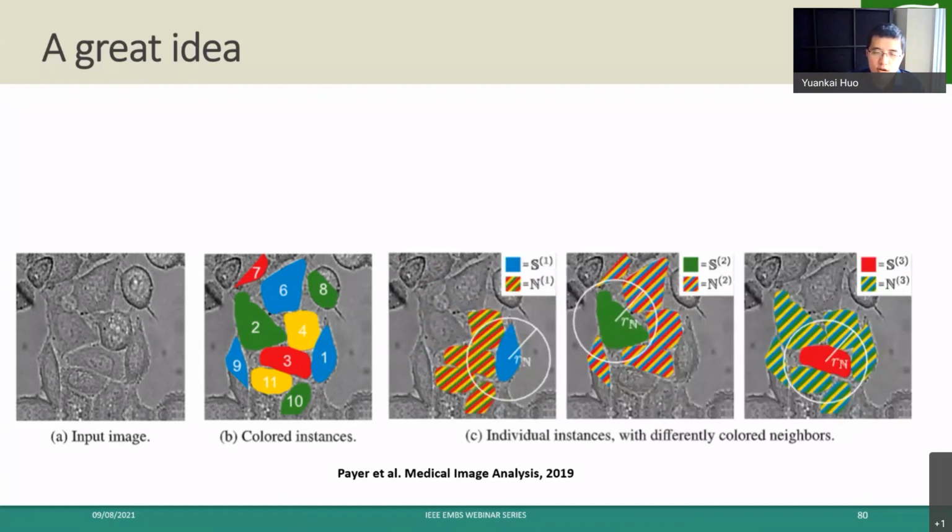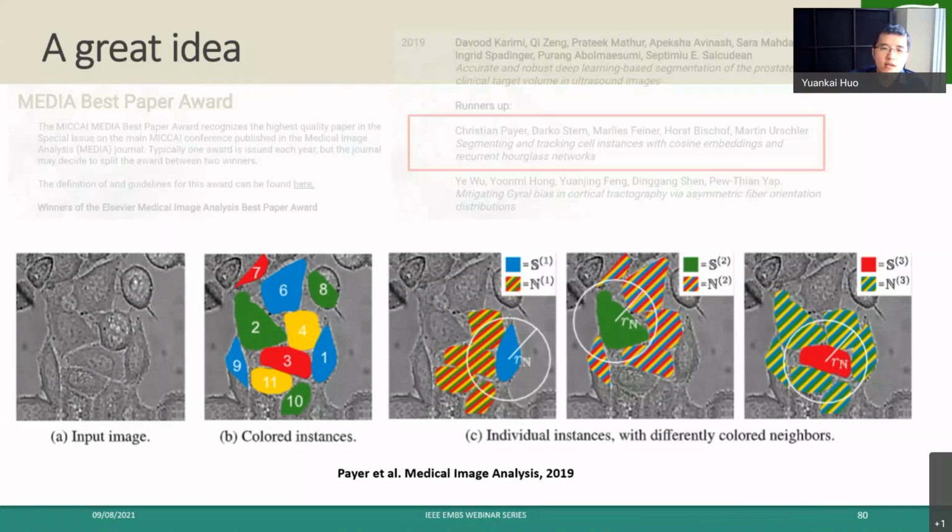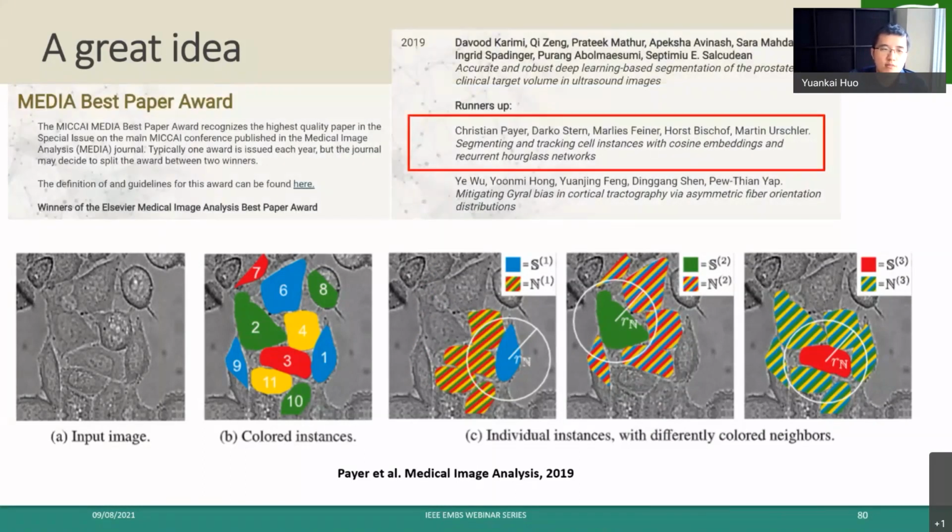So for example, in the middle, if we see a blue cell, we only need a representation different from the cells nearby that blue cell. We don't necessarily need to care about other cells. And we don't even need different representations between cell number 4, number 3, number 11, and number 10. So this is a transformative idea for instance segmentation and tracking in biology. And that's the reason this paper was a MICCAI 2019 Best Paper Award candidate.